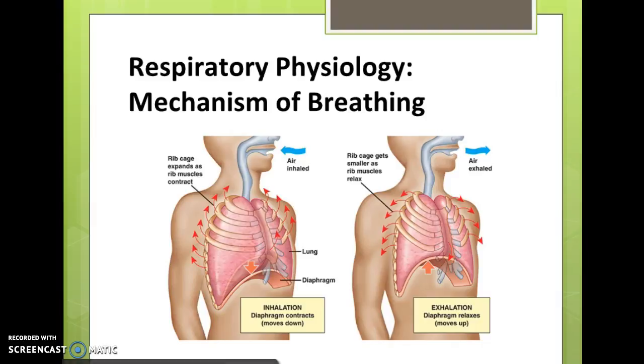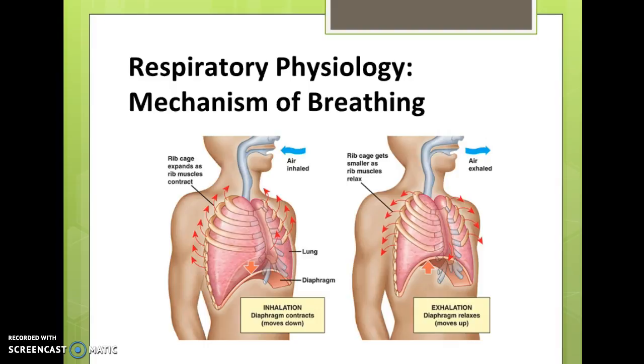So let's move on from anatomy to a little bit of physiology, specifically the mechanism of breathing. Now, I think we were probably all introduced in junior high or high school to how the diaphragm affects our breathing. And so, like this diagram right here says, with inhalation, the diaphragm contracts and moves down, and with exhalation, the diaphragm relaxes and moves up.